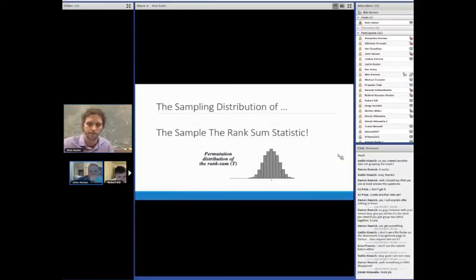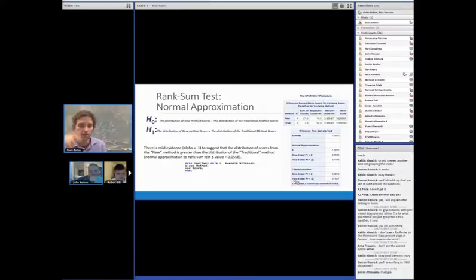Okay, so the sampling distribution of the rank sum statistic is normally distributed. And so if we were to do a permutation test, not on the difference of means, but on this rank sum statistic, it would have a normal distribution.